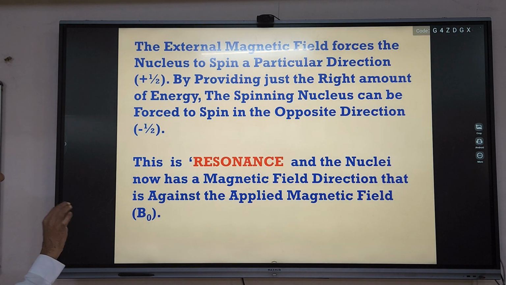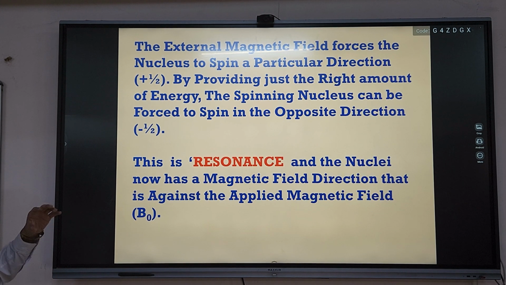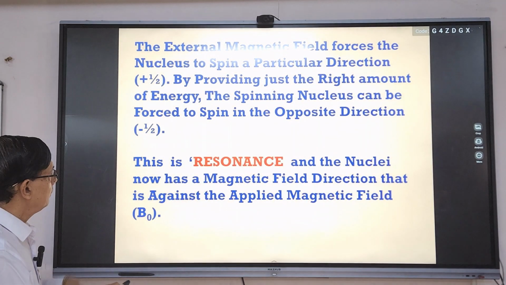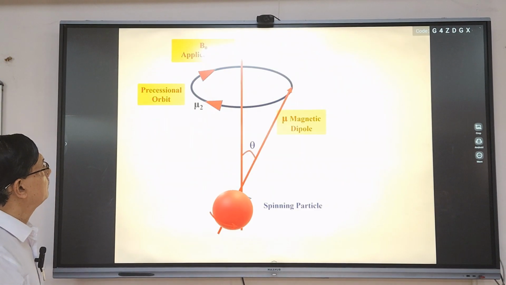So by providing just the right amount of energy, the spinning nucleus can be forced to spin in the opposite direction. So this is resonance, and the nucleus now has a magnetic field direction that is against the applied magnetic field. So that is very important, the resonance behavior and the flipping of that, plus half and minus half, like that.